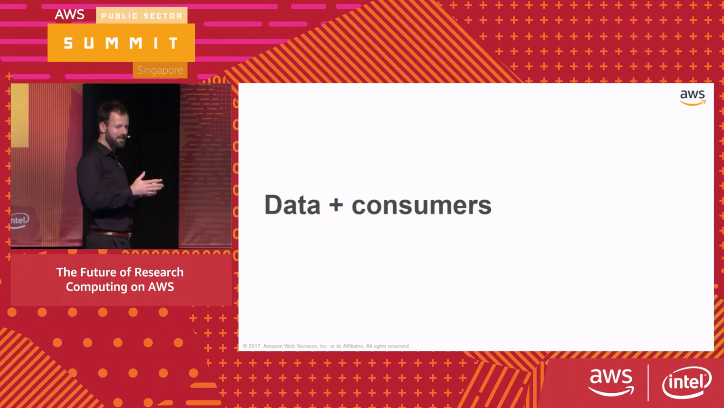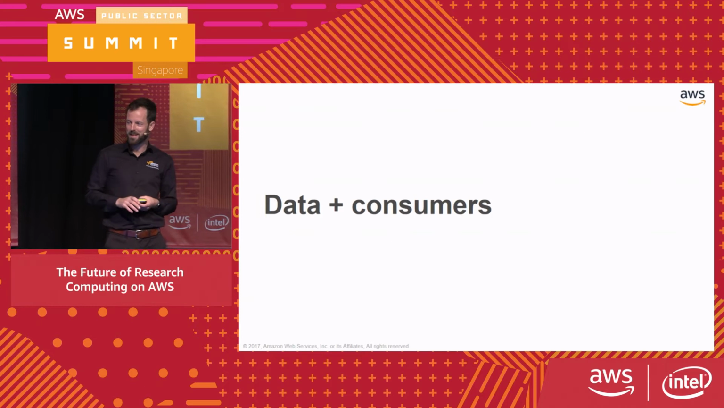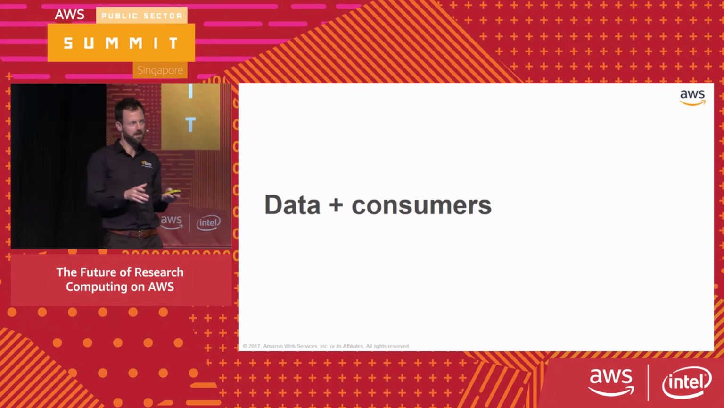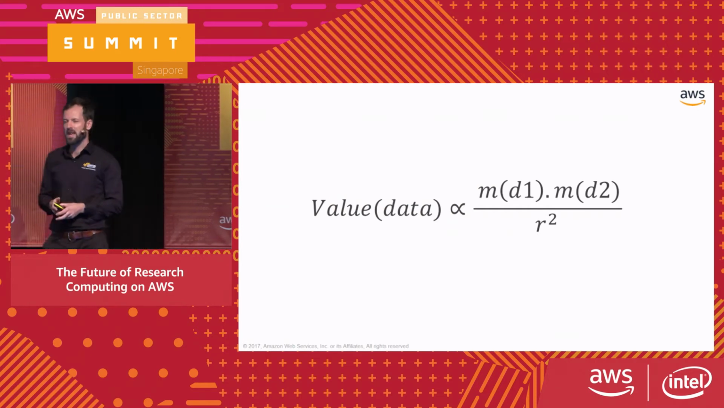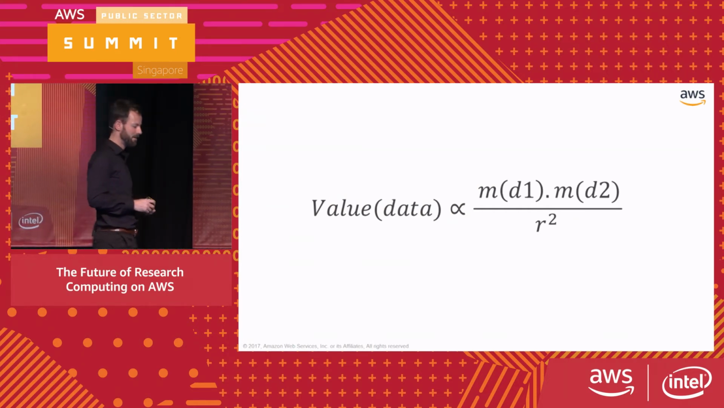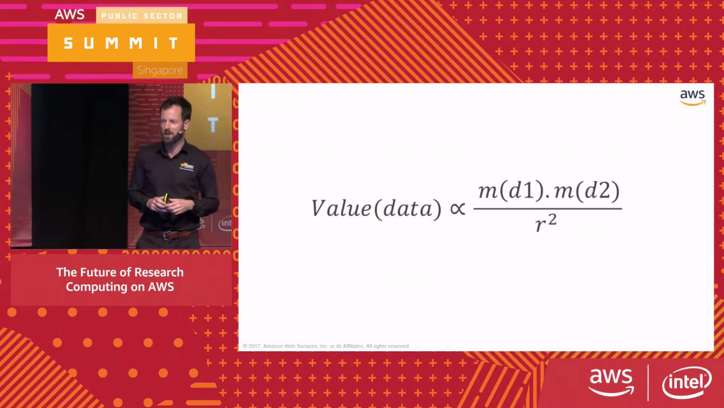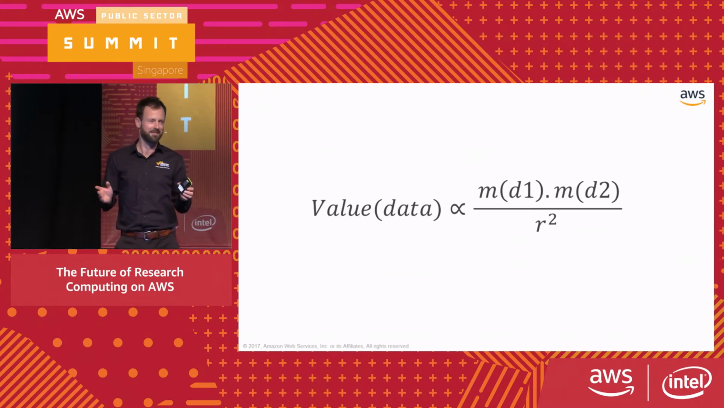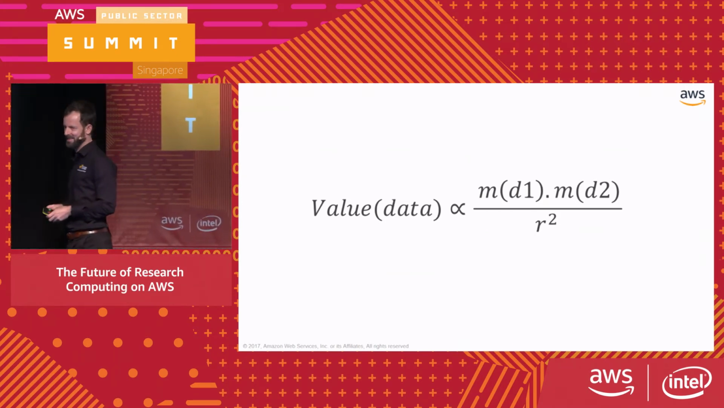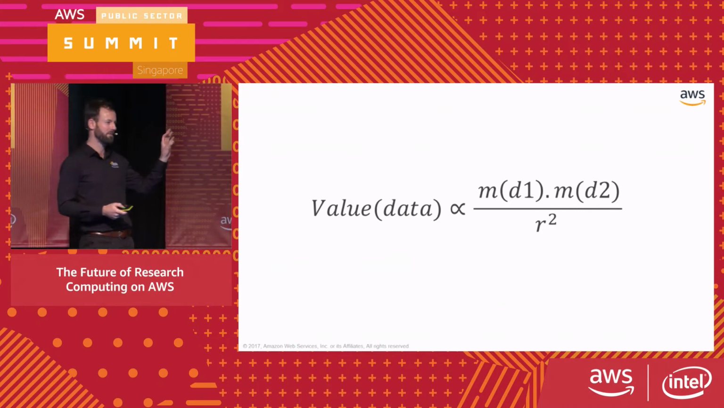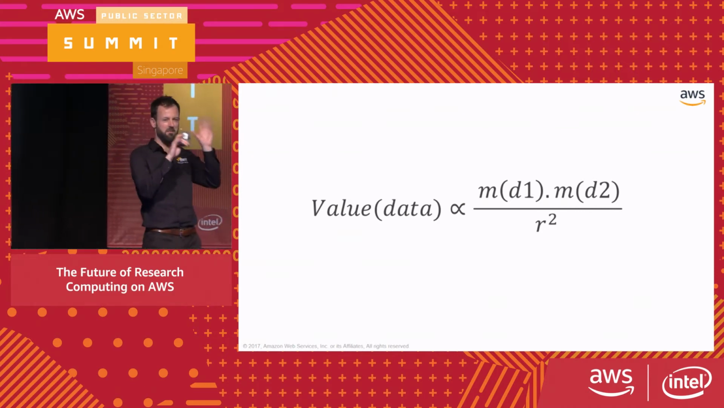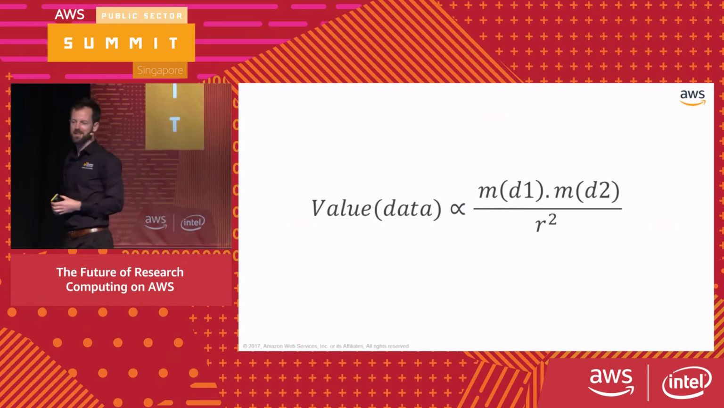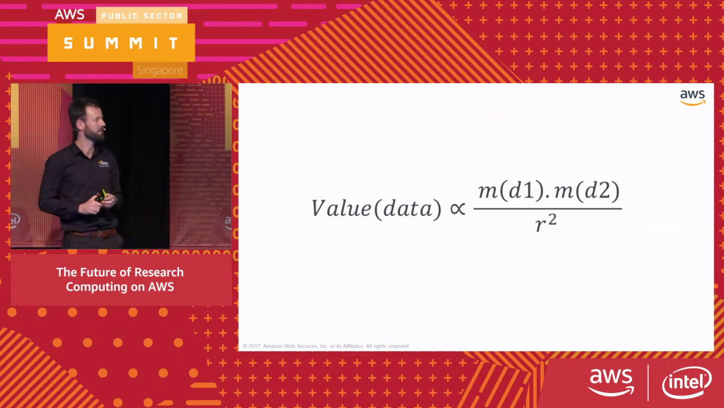No talk about research computing would be complete without talking about data, and specifically about how data is consumed. I've been a little cheeky here, and I've taken a phrase that we bandy about. Has anyone heard the phrase, data has gravity? Everyone has. Hopefully everybody has. I've taken the Newtonian model of gravity and mangled it and turned it into a discussion about data.